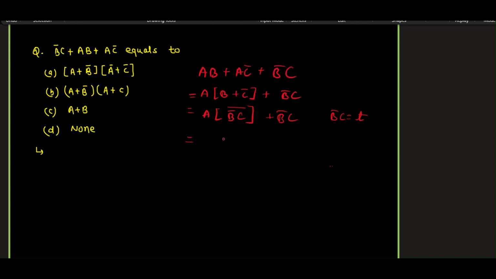Okay, this is A X bar plus X. I'm calling B bar as X. So it will become A plus X. A plus X means A plus B bar C. And if you write it, it will look like this only: A plus B bar, A plus C.